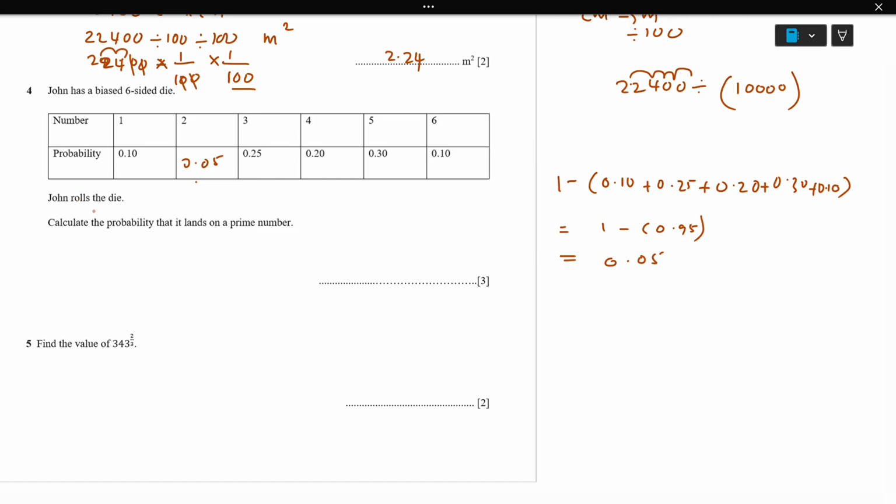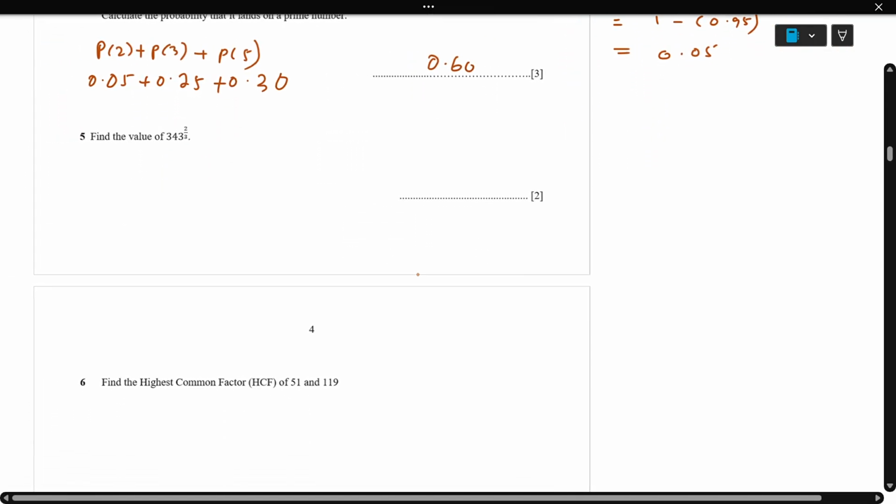John rolls the die, calculate the probability that it lands on a prime number. Prime numbers: 1 is not a prime number, 2, 3 and 5 are prime numbers. So probability of 2 plus probability of 3 plus probability of 5, which is 0.05 plus 0.25 plus 0.30. So 30 plus 25 is 55, 55 plus 5 is 60, so 0.60.